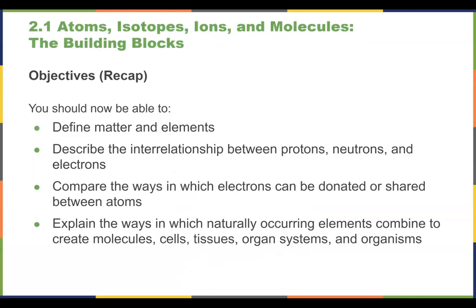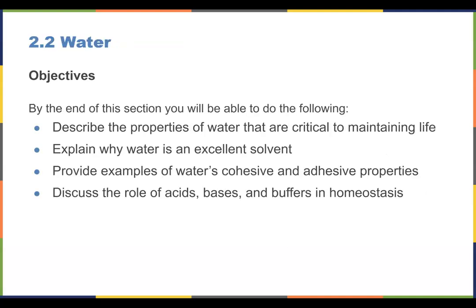Okay. So that's 2.1. Make sure you know what matter and an element are. You can define both of those. Make sure you know what a proton, neutron, and electron are. Make sure you can compare covalent and ionic bonds. And hopefully you can talk about how we combine elements, what actually is happening. So remember those electrons. If you don't know those things, go back and rewatch. But we're going to continue on here.